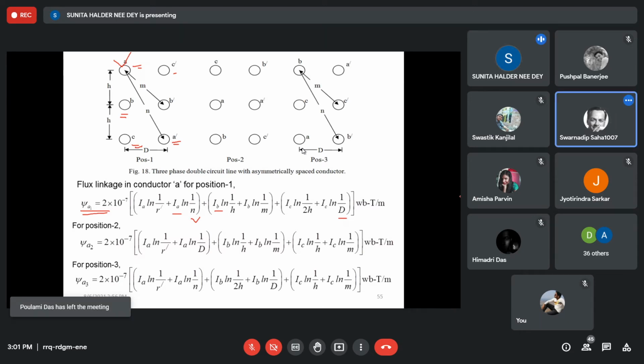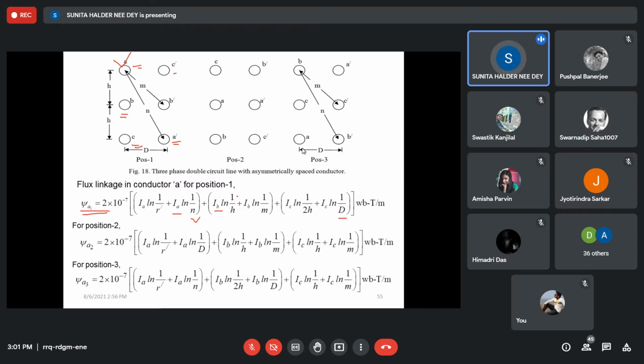Yes, ma'am. Here you have written IA ln 1 by n. It should be IA dash ln 1 by n. No, initially I have written on the previous page that the conductors are similar, so we are assuming IA dash and IA are equal. Okay. It is better to write this one.